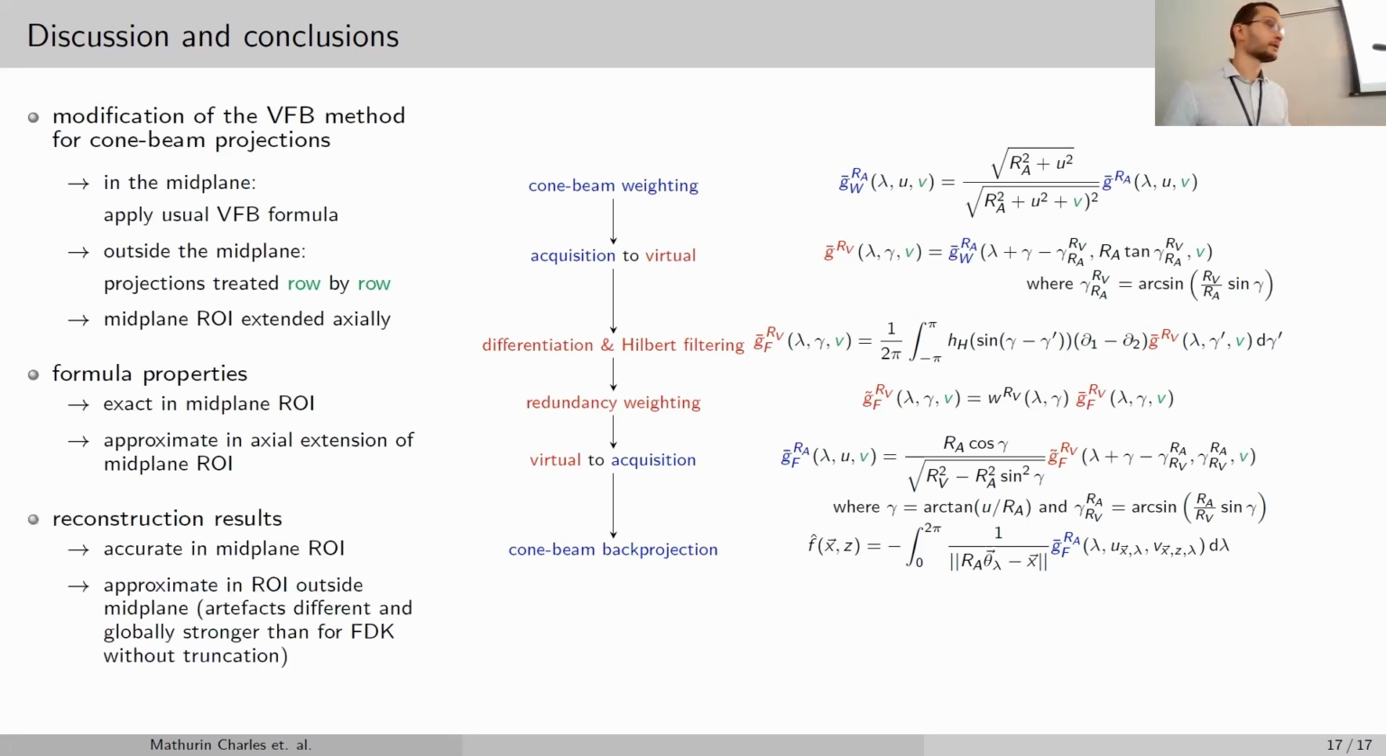And this was confirmed by the numerical results, because in the midplane, we have accurate reconstruction in the region of interest, while outside the midplane, we had only approximate reconstruction with visible artifacts. Those artifacts were different between the FDK and our formula. They were stronger for our formula, but it can be explained since our formula used truncated data. So we had less data than the FDK.